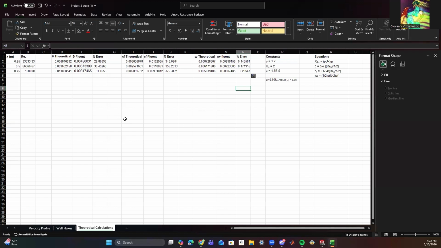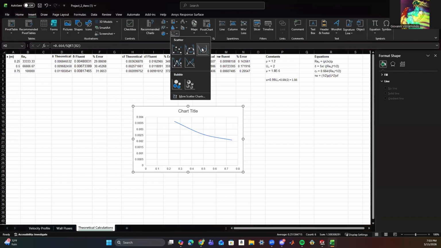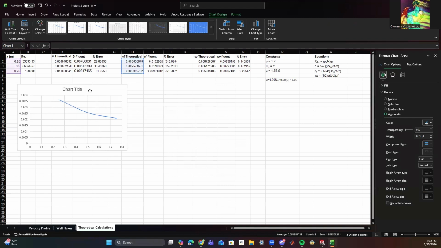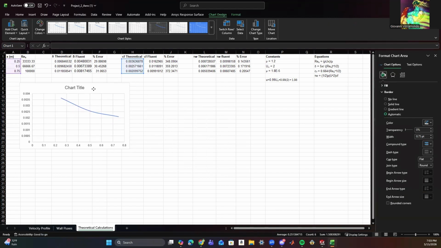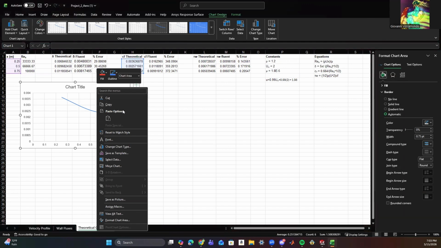But now we are going to do the skin friction graph. Select these and select skin friction right here. We're going to use our theoretical values and we're going to insert graph, just like that. Excellent. That's right there. Okay. And then we just add the other one.